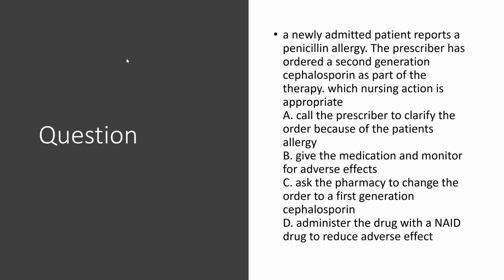Okay. Our next question: a newly admitted patient reports a penicillin allergy. The prescriber has ordered a second-generation cephalosporin as part of the therapy. Which nursing action would be appropriate? A, calling the prescriber to clarify the order because of the patient's allergy. B, give the medication and monitor for adverse effects. C, ask the pharmacy to change the order to a first-generation cephalosporin. Or D, administer the drug with an NSAID to reduce adverse effects. What do you guys think the answer is?